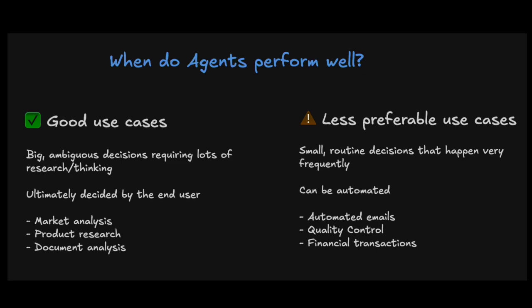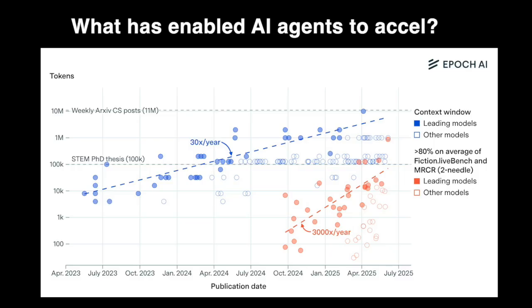So what do agents do well? They're good with big ambiguous decisions, whereas they're not as good when it's small routine decisions that are happening very frequently. That's better for a workflow. So next we'll go into what has enabled AI agents to excel. Well, the context windows are much longer now, and models are running with a lot more tokens over time. And this is just allowing the AI agents to think through, plan, and do a lot more in that sense.